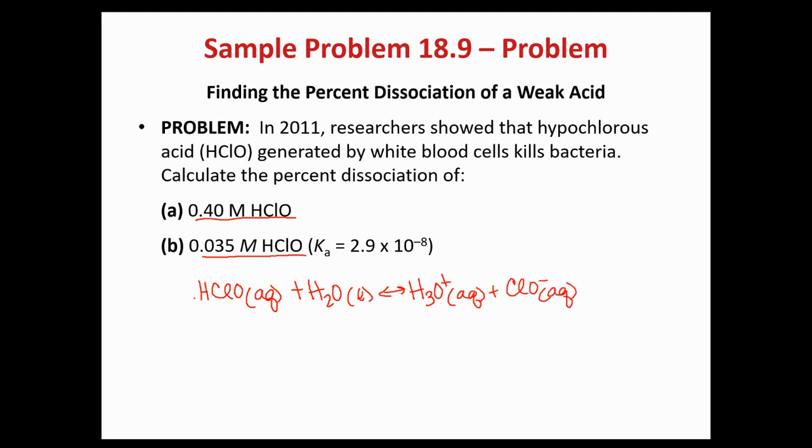Reviewing, this is our weak acid. This is its conjugate base. Now, based on our previous discussion, just looking at the numbers, this should have a higher percent ionization because it's more dilute.